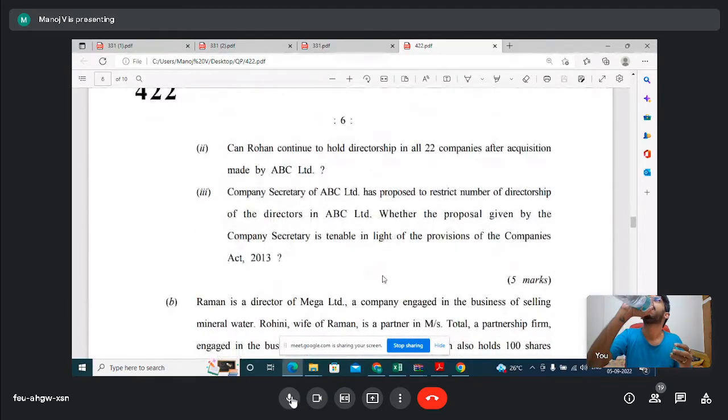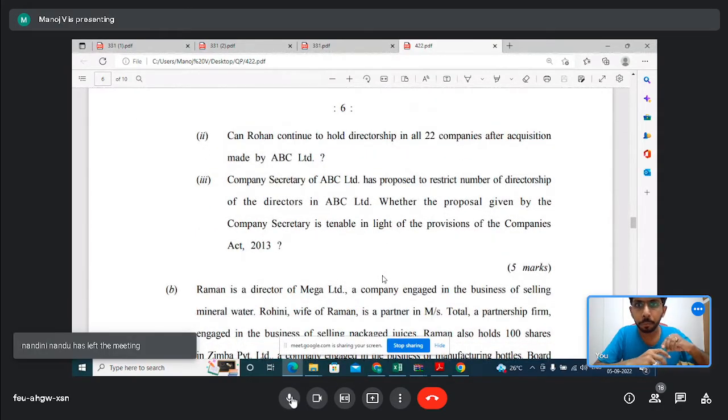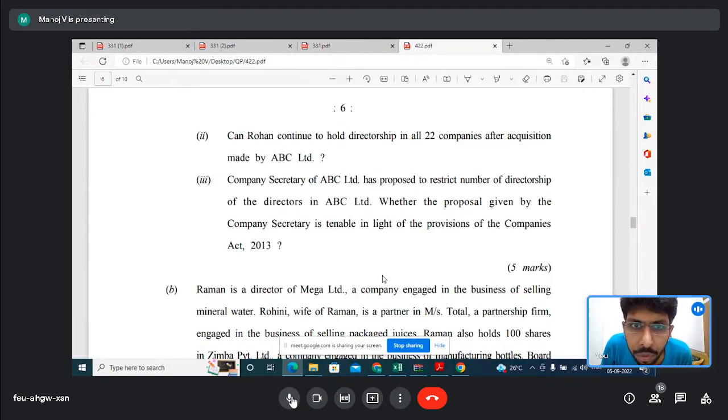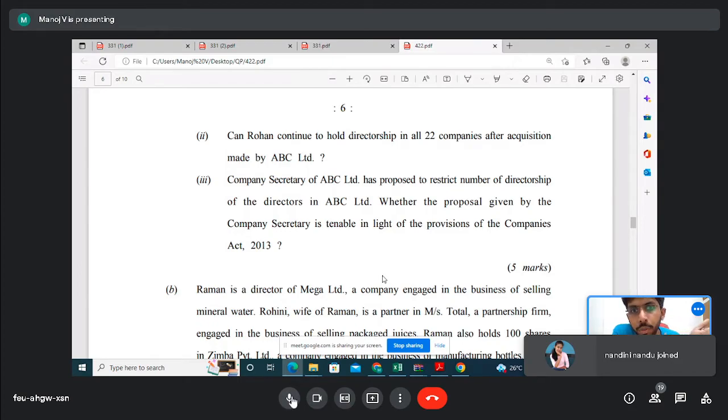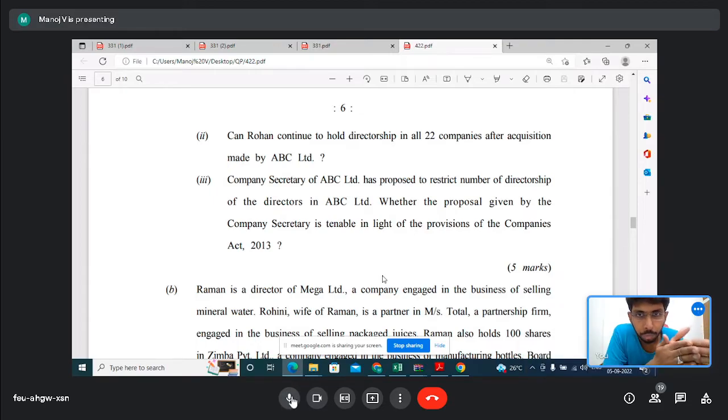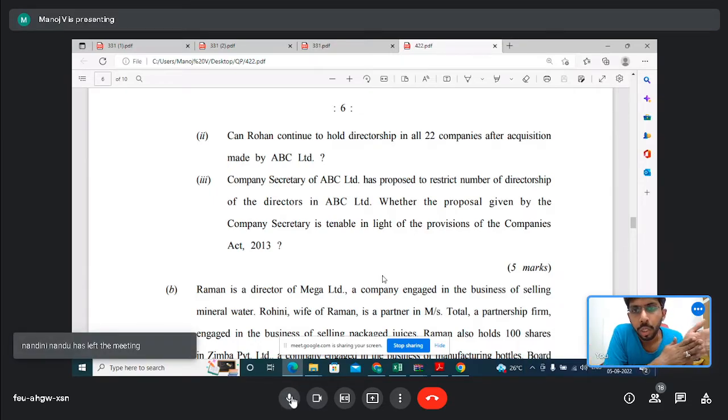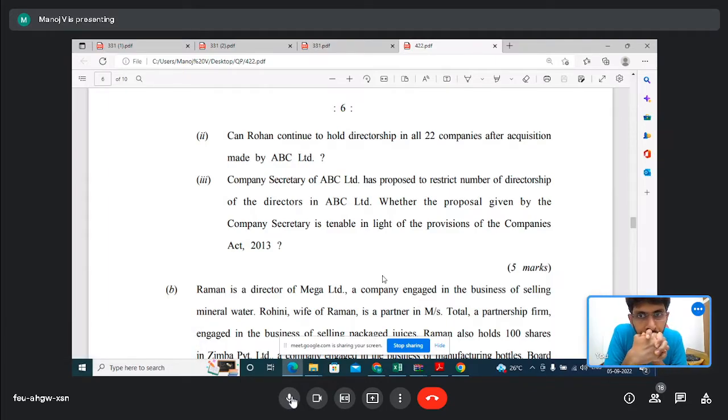Okay, question number 3. Of the directors in ABC Limited, whether the proposal given by the company secretary of ABC Limited is tenable. Yes, provided the board decides to do an amendment in the articles. Perfect. Perfect answer.